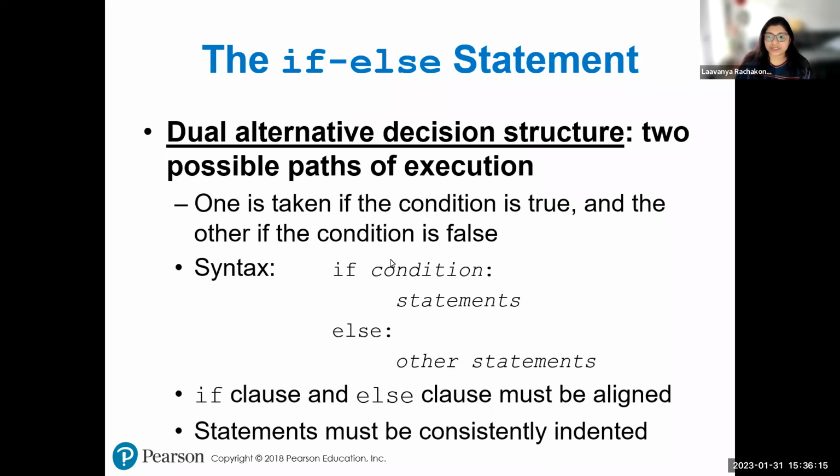So the structure is as follows. If this condition is true, only then the statements underneath the if block will be executed. If this condition is false, then the statements underneath the if block will be skipped. The interpreter will jump to the else block and the statements underneath the else block will be executed.